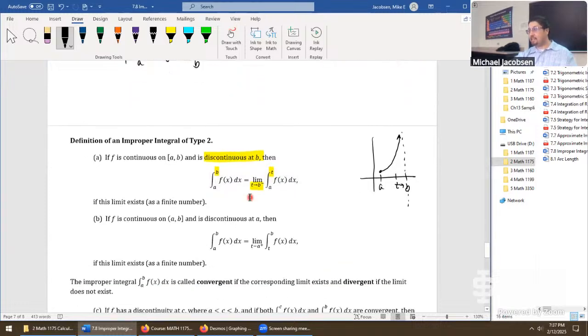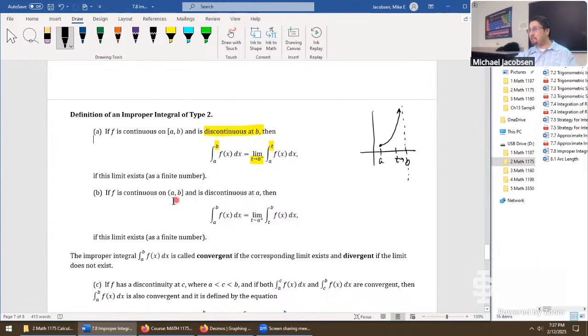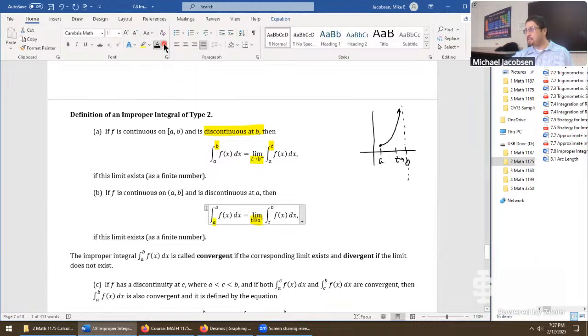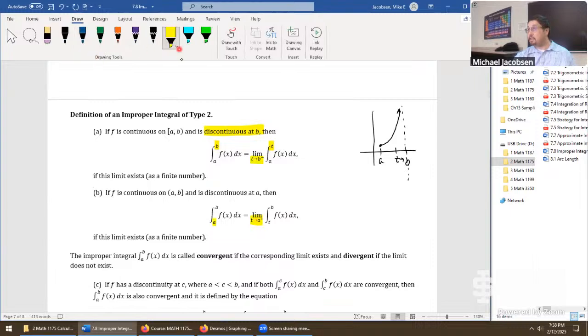Well, that's one type, but the discontinuity could be on the other endpoint, the lower endpoint A. If that happens, that means we're going to swap out that A value, take the limit as T tends towards A from the right, and I noticed a typo on these notes. Should have looked like this. Supposed to be an arrow, so that's the fix on that one. One day I'll find all of these little typos. So as T approaches A from the right this time, we just throw in a new variable T here for the lower limit of integration.